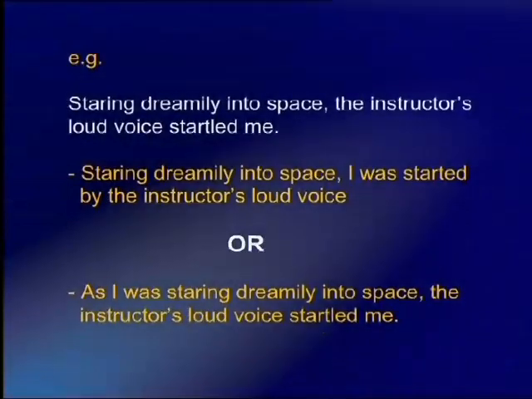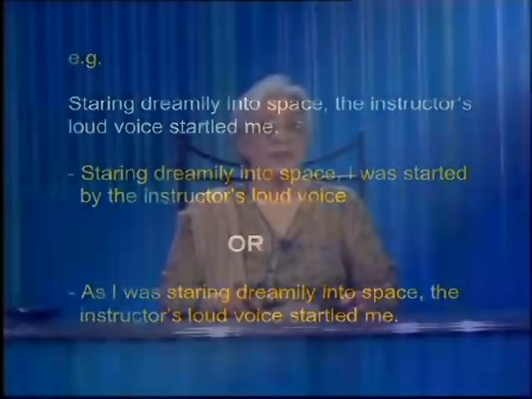So you can correct this by saying, staring dreamily into space, comma, I was startled by the instructor's loud voice. Or you can write, as I was staring dreamily into space, the instructor's loud voice startled me. Now, you can correct a dangling modifier in 2 ways. Either you place the subject directly after the opening word group, staring dreamily into space, or you can add a subject and a verb to the opening word group. Example, as I was staring dreamily into space.